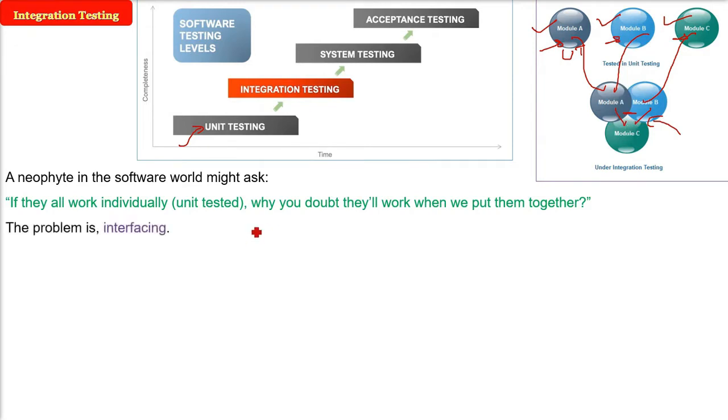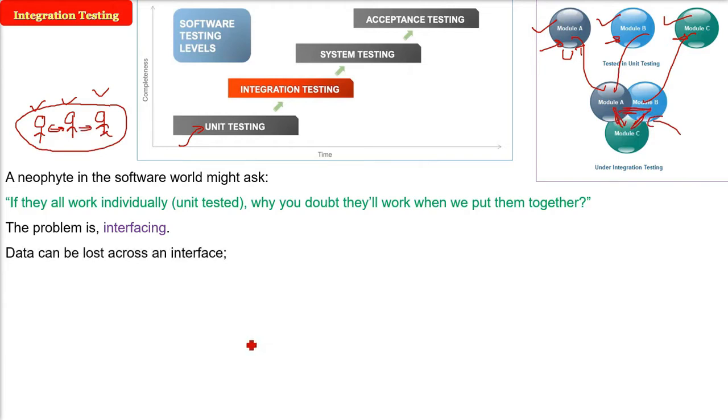The problem is interfacing. Because one dancer is very good, another dancer has won America's Got Talent, one has won Britain's Got Talent, and another is also a super dancer. When they are dancing together, are they synchronized? Are they looking good? Are they dancing so that they get the prize? No, it is not always like that. So the interfacing is a problem.